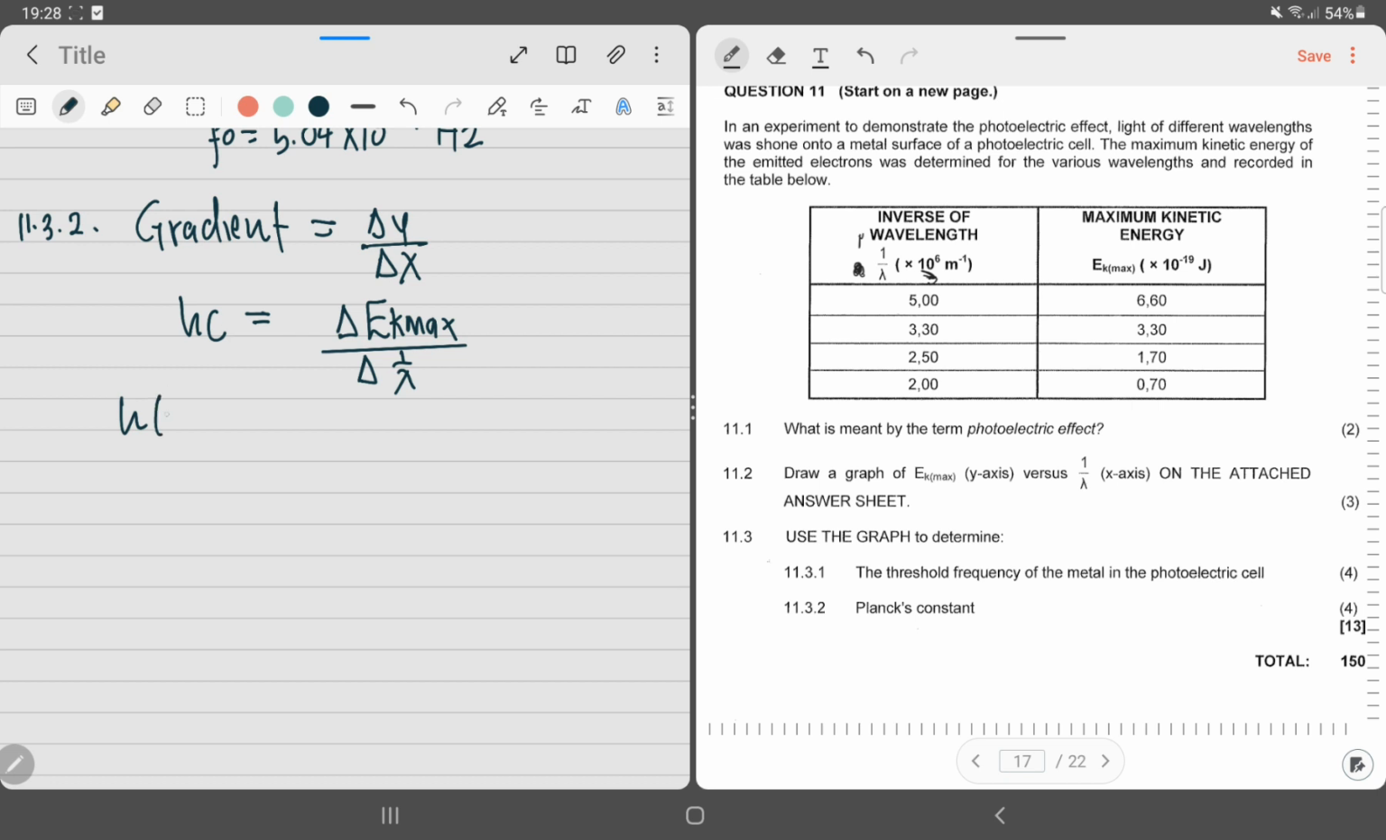So c should be 3 times 10 to the exponent of 8. And then we're just going to choose any 2 points there. So I'm going to choose 6.60 minus 3.30. So I'm just choosing these 2 points. Multiplied by 10 to the exponent of negative 19, because those are the units. And then for the bottom one, I need to make sure that I'm choosing what matches what I've already chosen on the right hand side. So this is 5.00 minus 3.30 times 10 to the exponent of 6.